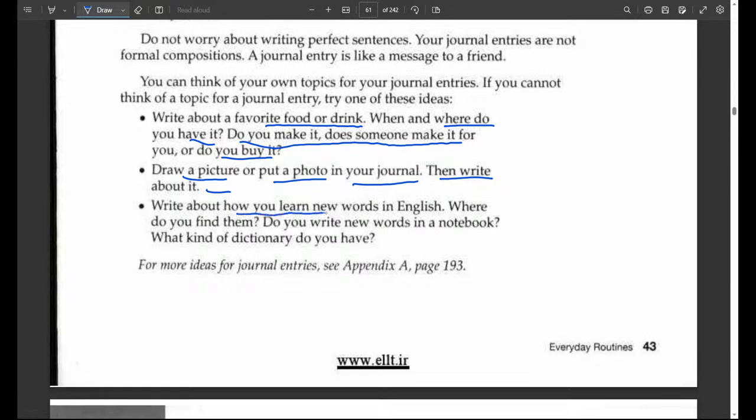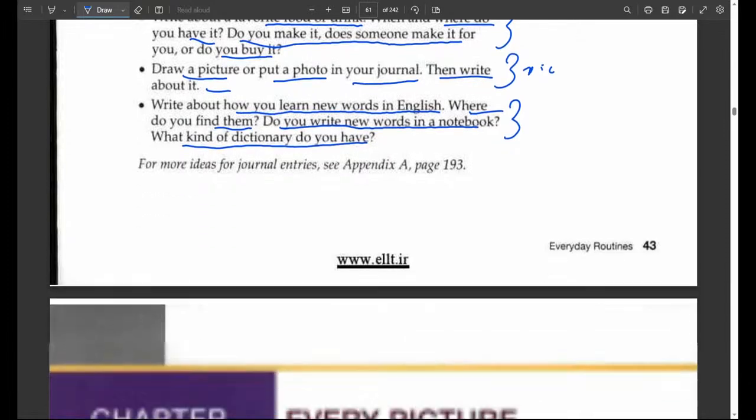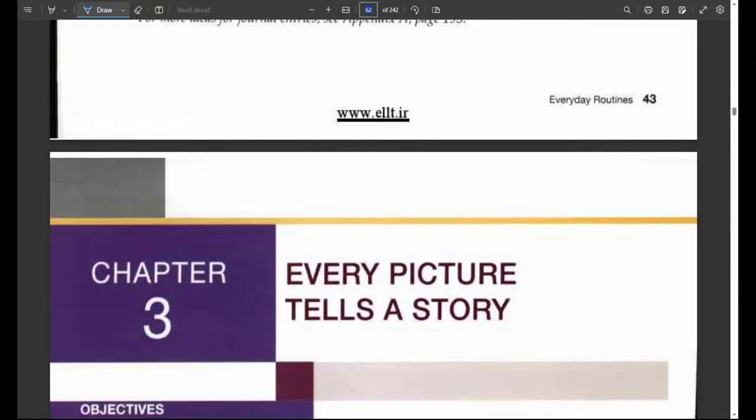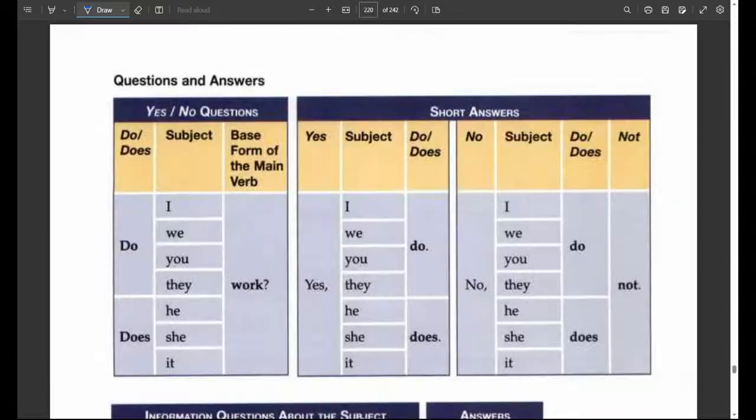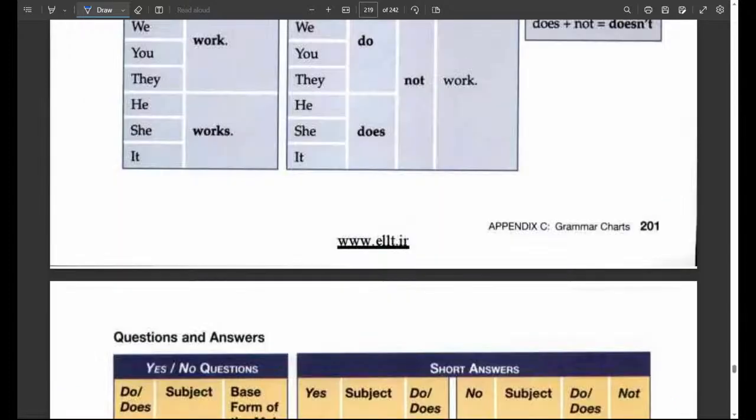Write about how you learn new words in English. Where do you find them? Do you write new words in a notebook? What kind of dictionary do you have? These are three topics: learning English words, and a picture and talking about it. You can see the appendix on page 193, or there are other topics that could be used. And this is page 193.